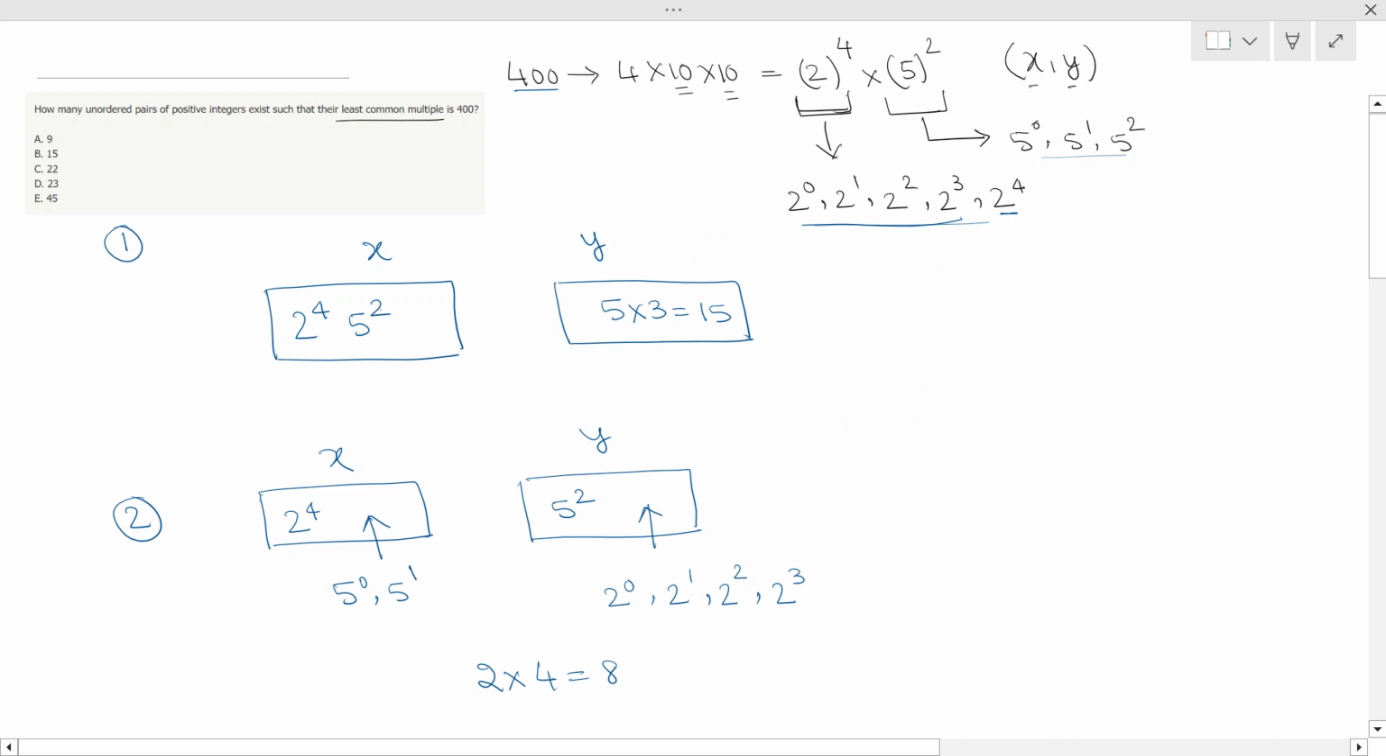So in case 1, quickly reiterating, we had 15 possible values of one of the numbers in the pair, and in case 2 we can have 8 possible values. So the total number of possible pairs is 15 plus 8, that is 23. So there are 23 unordered pairs that exist, such that the least common multiple of the elements of the pair will give us 400.